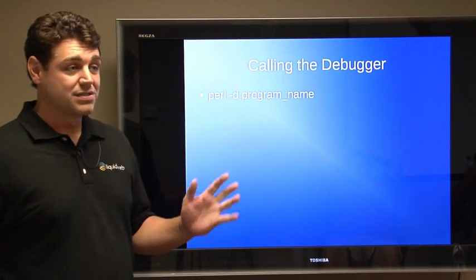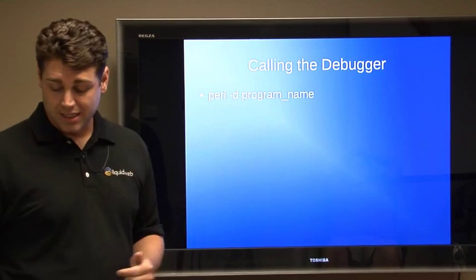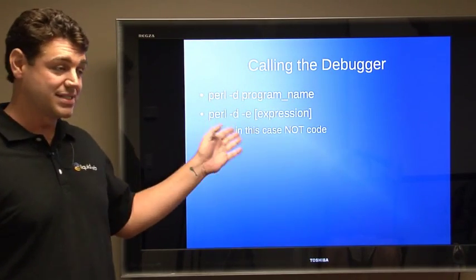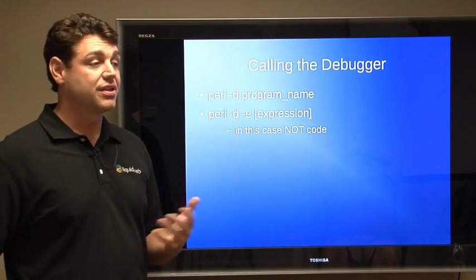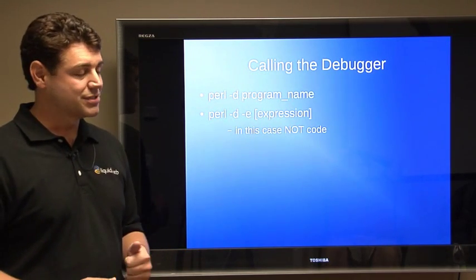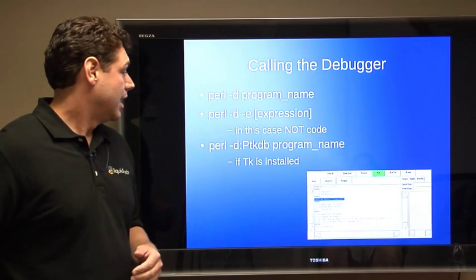So calling the debugger, it's fairly simple. It's just perl -d and then your program name. And that's pretty much it. You can also do perl -d -e and then give it an expression. So anything that it can eval, excuse me. And later on you'll see I usually just pass it a number.